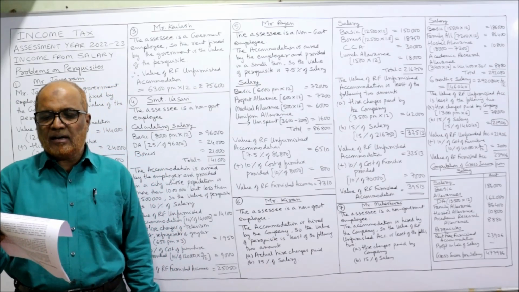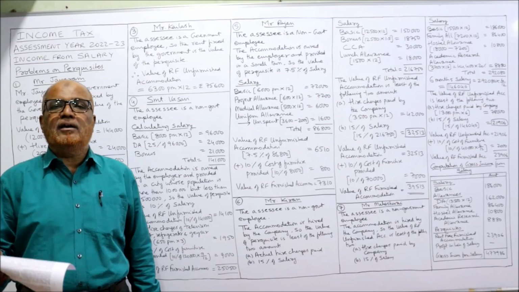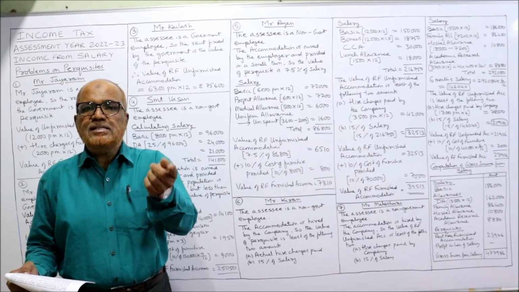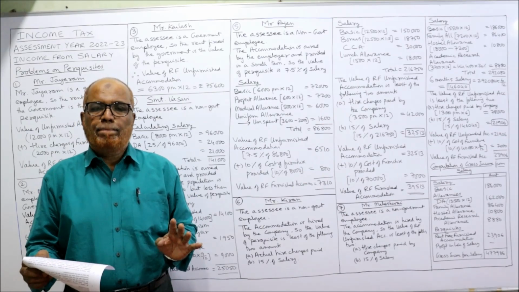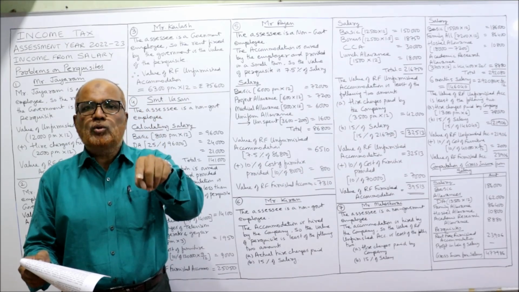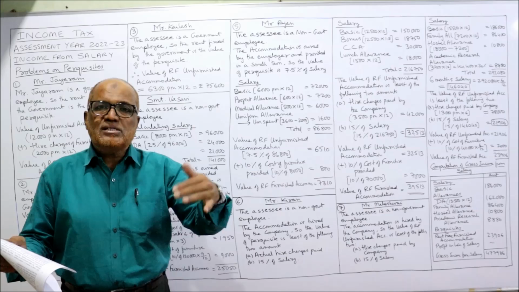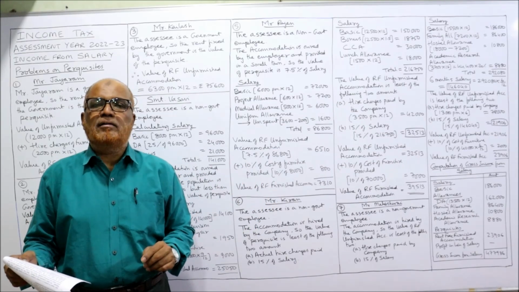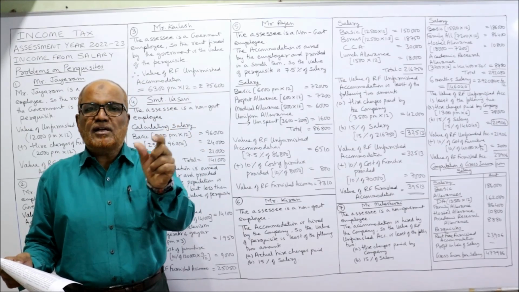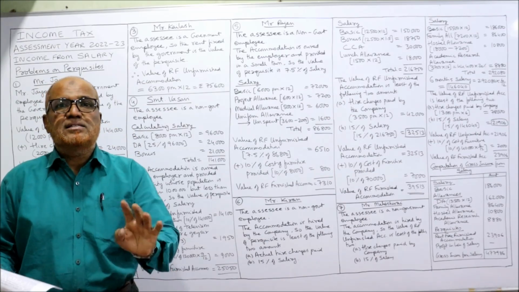Uniform allowance 300 per month, and he spent 2,000 for his uniform in a year. So Income Tax Act says uniform allowance unspent amount is taxable. So actually how much uniform allowance he got? 300 per month into 12, 3,600 total for 1 year. But he spent how much? 2,000 he has spent. So remaining 1,600. 3,600 minus 2,000, 1,600 uniform allowance is taxable.